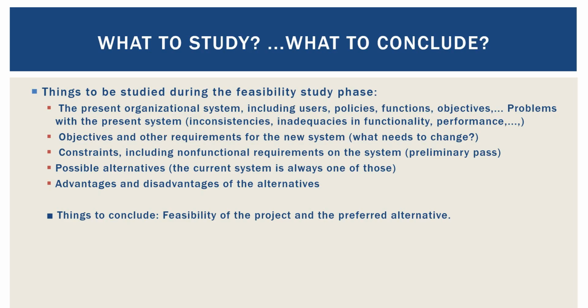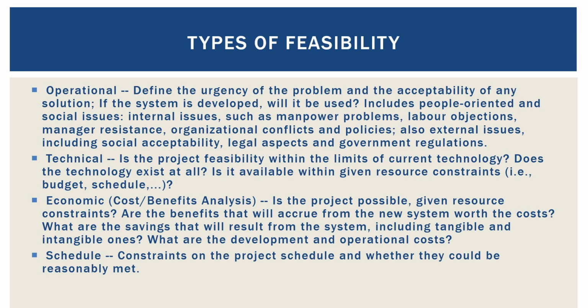We need to conclude whether the project is feasible and also what is the next preferred alternative. Of course, we said the project is feasible, but what is the next preferred alternative? We need also to conclude that. Now, let's quickly look at the types of feasibilities.